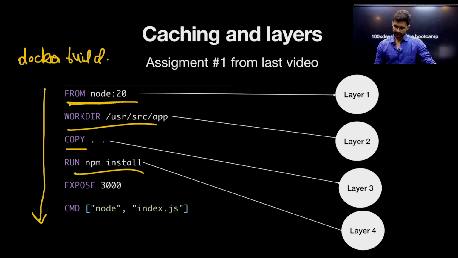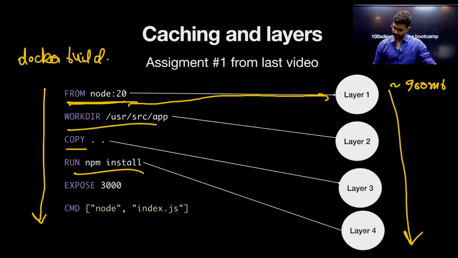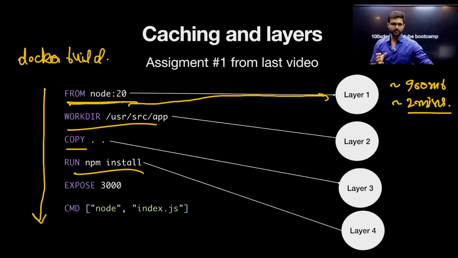The first one, the one that grabs the node image from the internet, creates layer 1. This would be like a pretty fat image, let's say 900 MB or so. And this would also take a lot of time to come from the internet onto your local machine to be able to build the rest of the image here. So this will probably take like 2 minutes or so to come from the internet to your local machine. And this would be a pretty hefty layer to begin with.